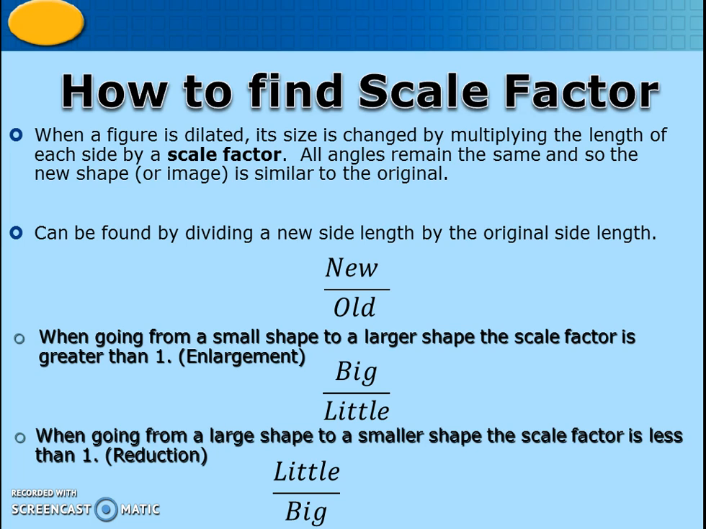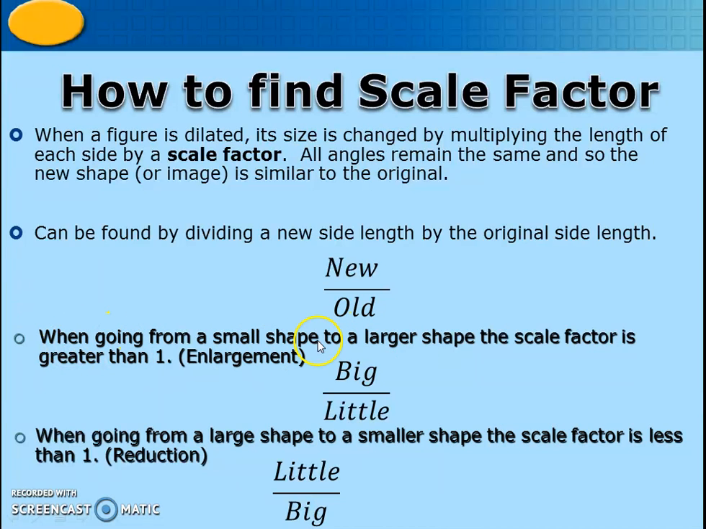How to find scale factor? When a figure is dilated, its size is changed by multiplying the length of each side by a scale factor. All angles remain the same, so the new shape or image is similar to the original. The scale factor can be found by dividing the new side length by the original side length. So the new over old.